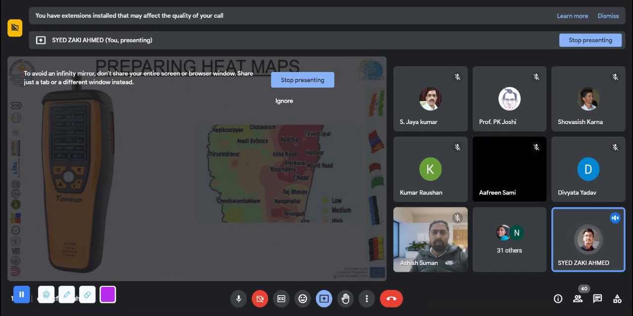Preparing heat maps is the next objective. After we got the data, this Temptop air quality monitoring device is used to measure particulate matter 2.5, particulate matter 10, total particles, carbon dioxide level, which is the most harmful greenhouse gas if its concentration increases beyond the normal level, and formaldehyde, which is a carcinogen. Along with that, two important things for our study: temperature and absolute humidity. Heat maps will be prepared using the data of temperature, humidity, carbon dioxide, particles, PM 2.5, PM 10, and comfort index. What this comfort index is will come in the upcoming slides. So the next plan is to prepare the heat maps from this data.